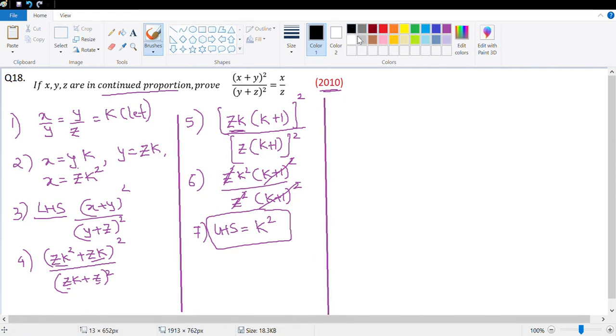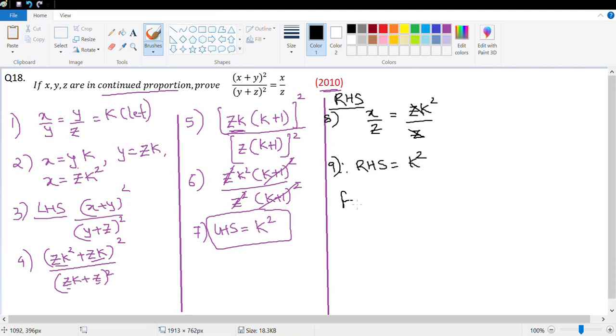Let's try. So our right hand side, this is point number 8, is equal to x upon z. Now x is equal to zk square, z is z, that gets cancelled. Therefore, right hand side is equal to k square. That's point number 9. So from point number 7 and point number 9, we get left hand side is equal to right hand side is equal to k square.